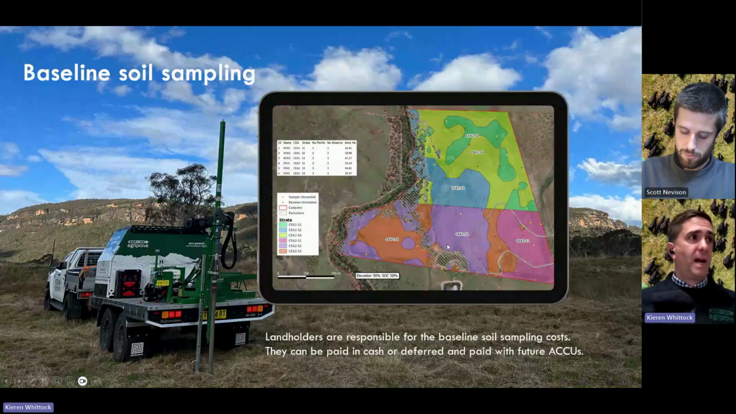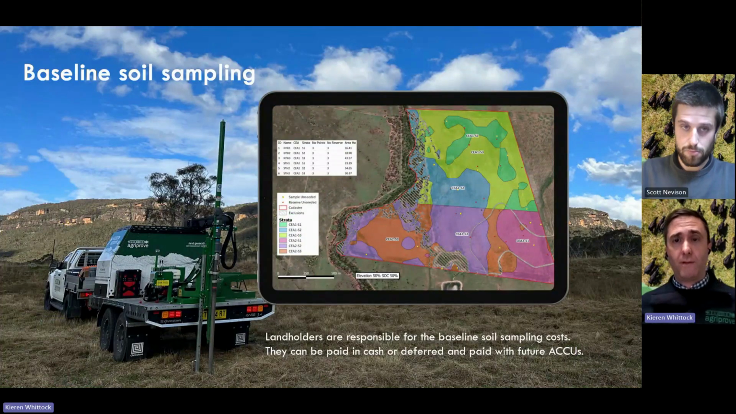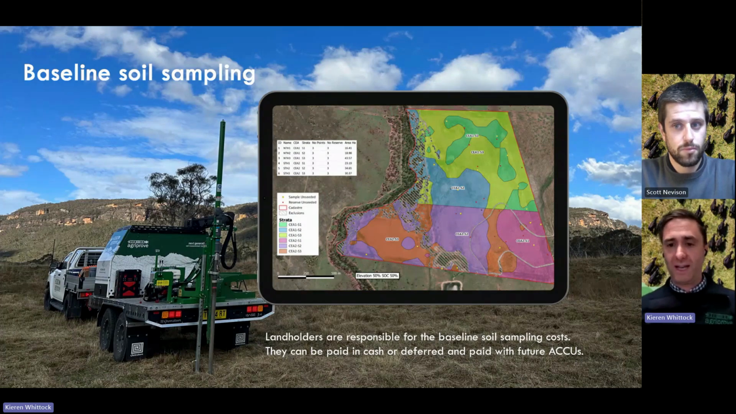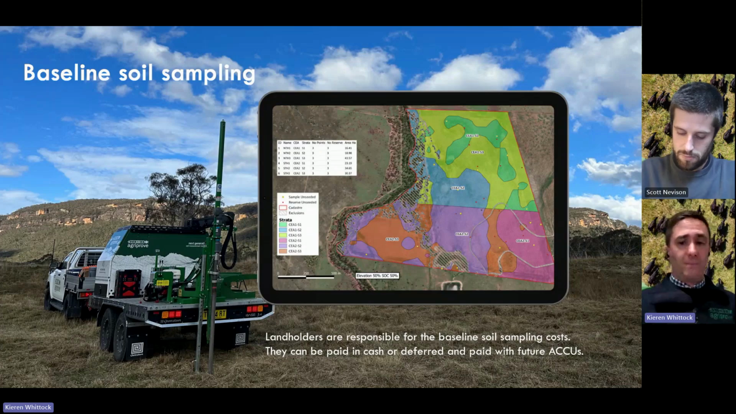So to date, AgriProve has completed more than 450 baseline sampling rounds across our project portfolio. That equates to over 10,000 individual soil samples taken by AgriProve to date in baseline alone. There are a few key things to think about in terms of how we complete this process.